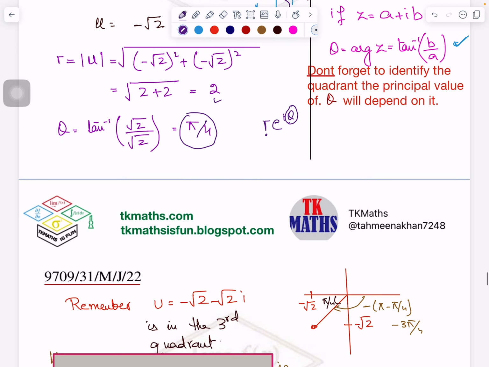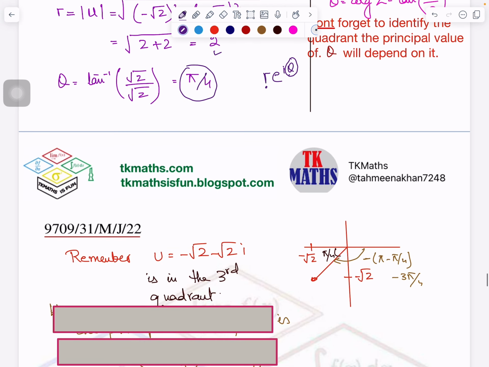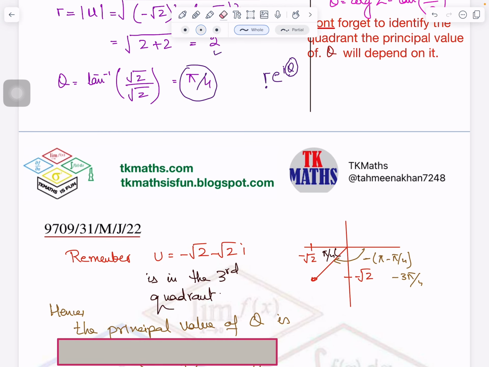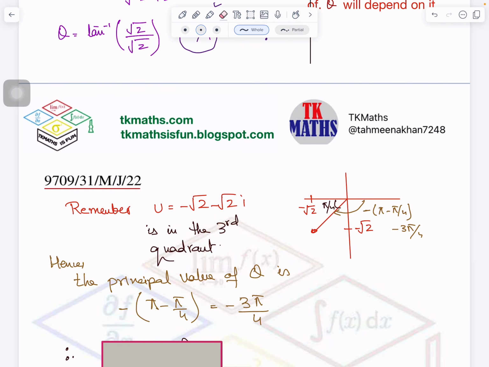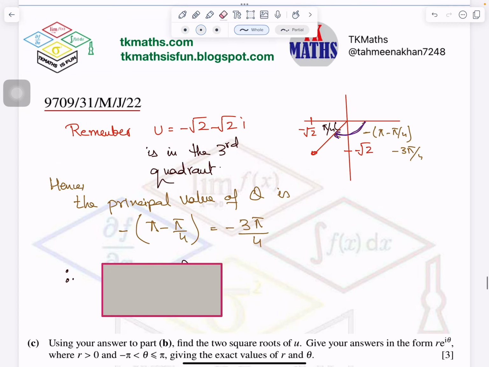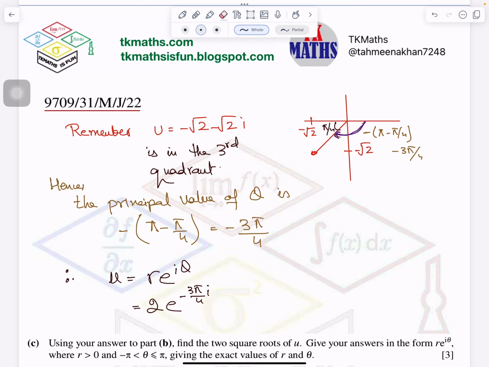So now, because it is in the third quadrant, my angle will be minus 3 pi by 4. Right? I have just explained it to you. You can see here, this is my answer. So I subtract it from pi and keep the minus sign with that. Or you can do minus bracket pi minus pi by 4. Okay, this is a simple calculation. You can do it yourself. So this is how I got the form r e to the i theta.